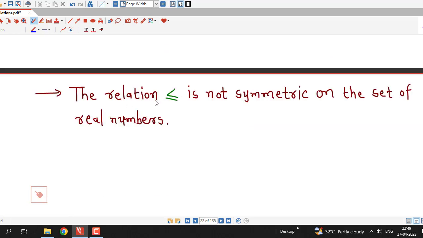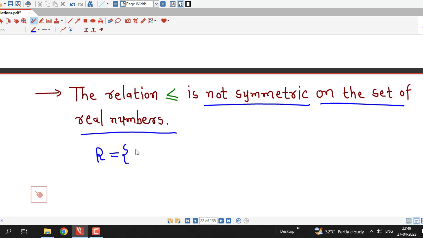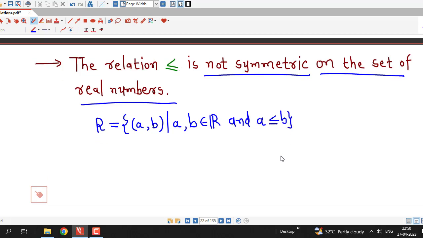Similarly, we can talk about relations on an infinite set. Here it is written that the relation of less than or equal to is not symmetric on the set of real numbers. So this relation we can write as R equal to the ordered pairs (a, b) such that a and b are from the set of real numbers, and the relation is less than or equal to, that is a less than or equal to b. So this relation is not symmetric on the set of real numbers.